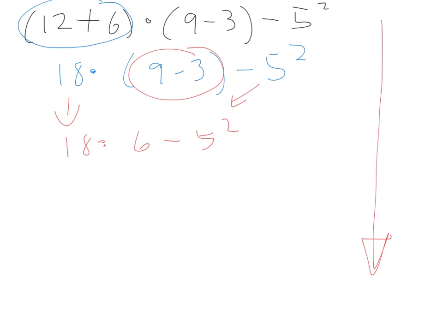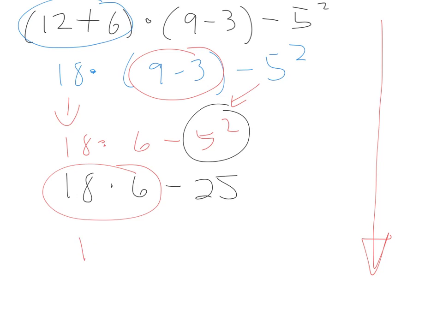So going back, looking straight across, we have 18 times 6 minus 5 squared. We have no grouping symbols, but we do have exponents. Again, rewriting, 18 times 6 minus 5 squared is 25. Going back and across, 18 times 6 is 108 minus 25. And then figuring it out, subtracting, we have 83.